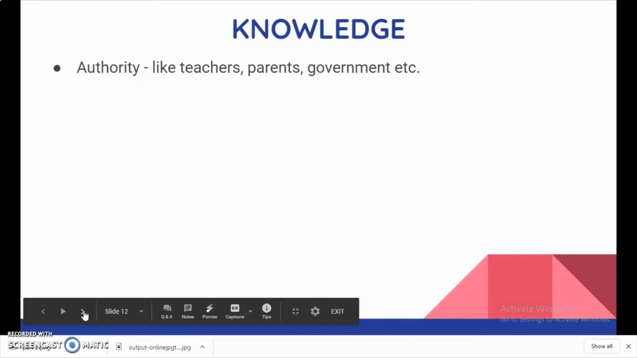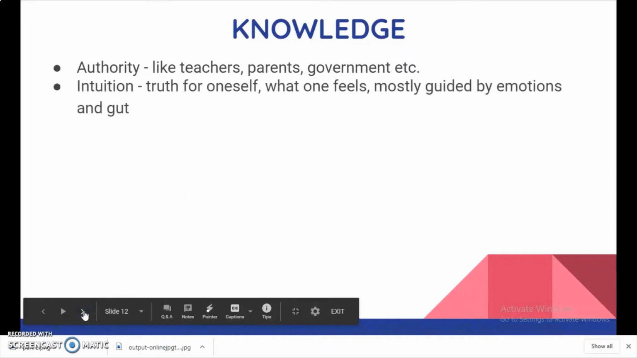Likewise, your teachers may tell you at school that the earth is round and all that. Even before knowing more about it, we just believe their words. So that is one way of acquiring knowledge, that is, through authority. Then the other one is through intuition.